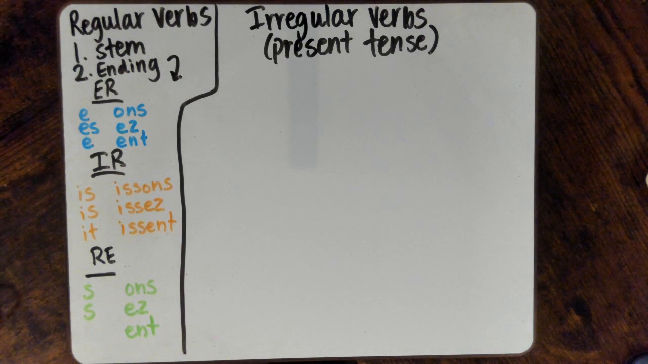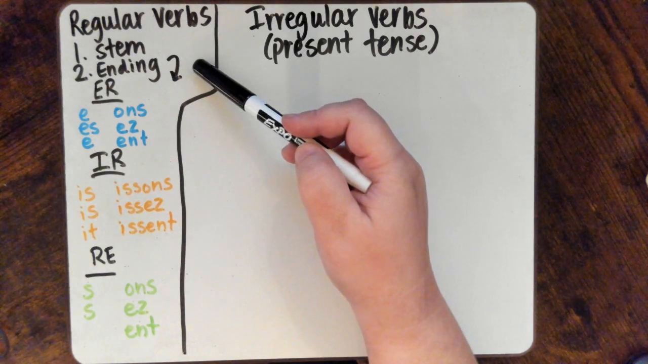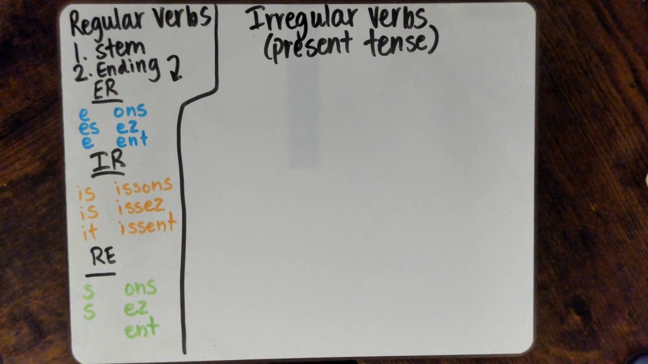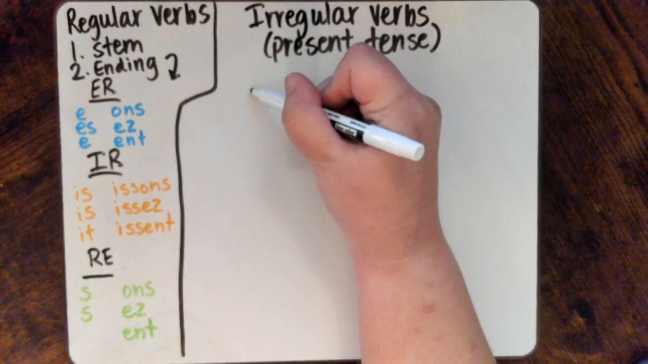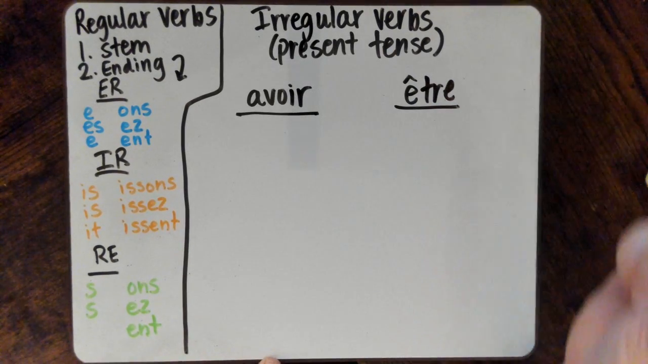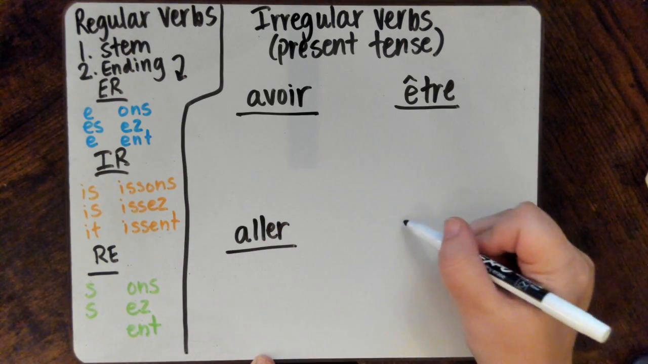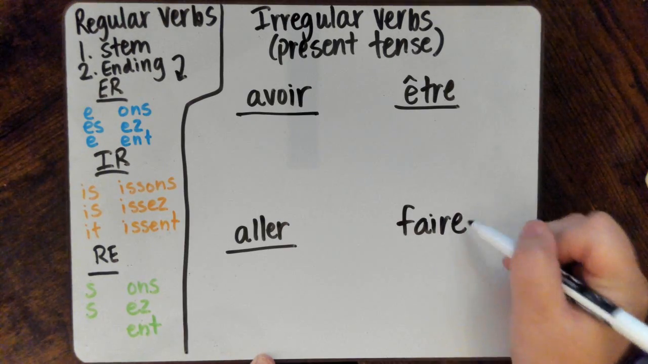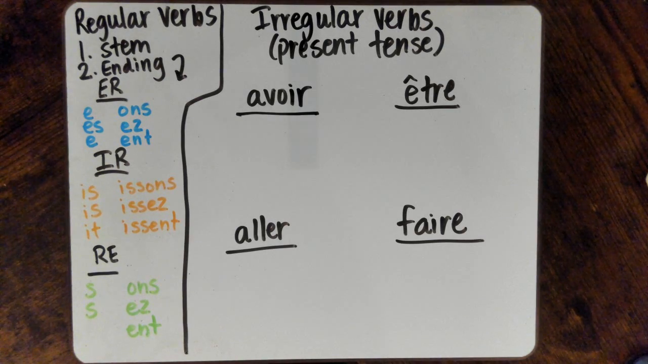Then we have irregular verbs. So irregular verbs are verbs that don't follow this pattern. There's no stem and there are no endings. There's just a verb that you have to memorize. And you've already learned a few of them. One of them is avoir. One of them is être. And one of them is aller. And one of them is faire. And there are, of course, a whole bunch more. But right now we're just going to look at these ones.